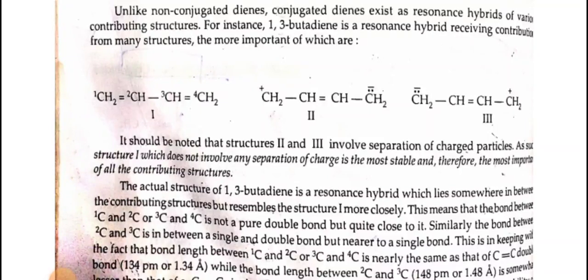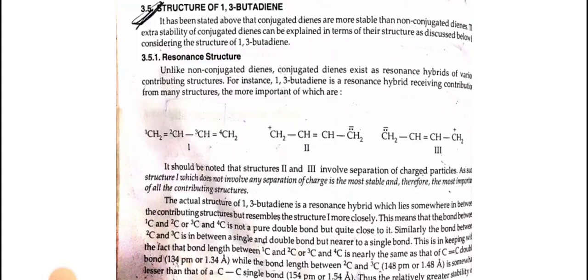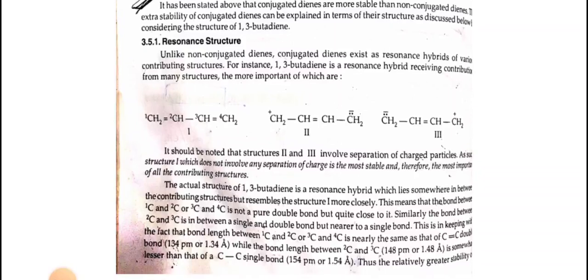Similarly, the bond length between the first C and second C, or third C and fourth C, is nearly the same as that of a C double bond C, while the bond length between the 2C and 3C is somewhat lesser than that of a C single bond C. Thus, the relatively greater stability of butadiene can be attributed to resonance, the resonance energy being responsible for the greater stability of other conjugated dienes.